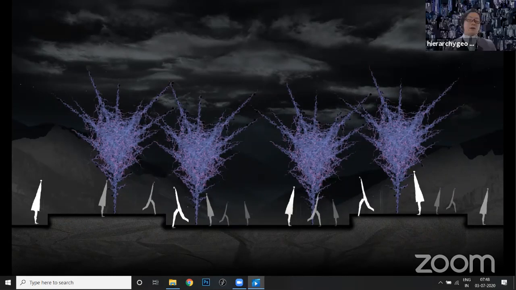It was great to see this formation in the other pavilion. So thank you very much. Yeah, thank you.